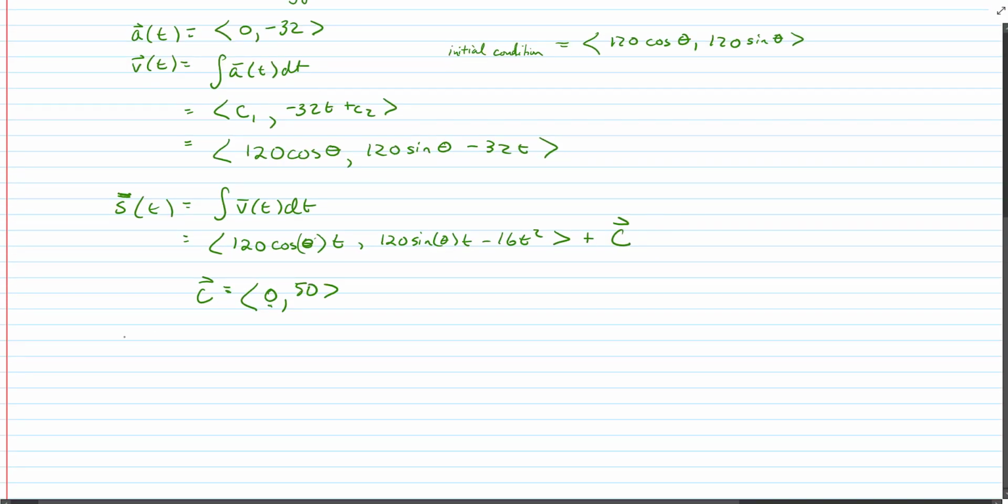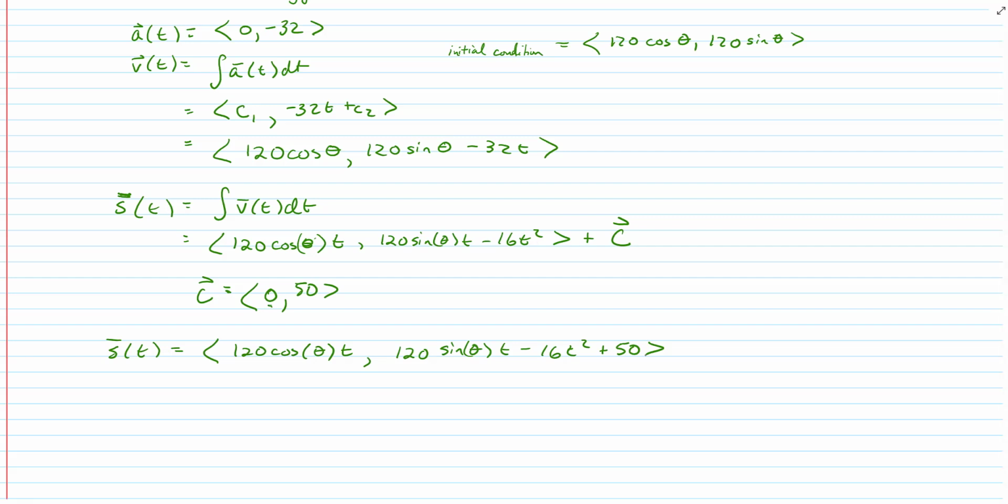So we end up with S of t is equal to 120 cosine theta as our angle times t, comma 120 sine of theta t minus 16t squared plus that initial vertical displacement of 50. I might have said horizontal a minute ago.